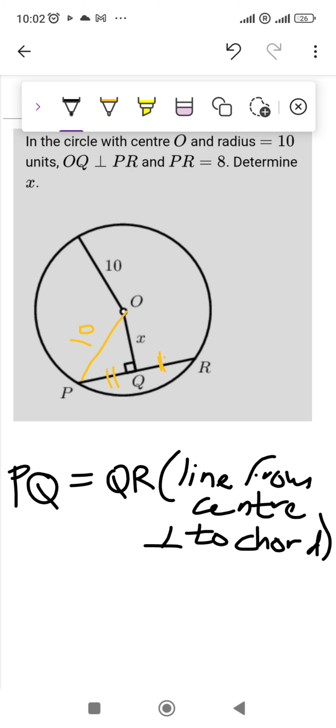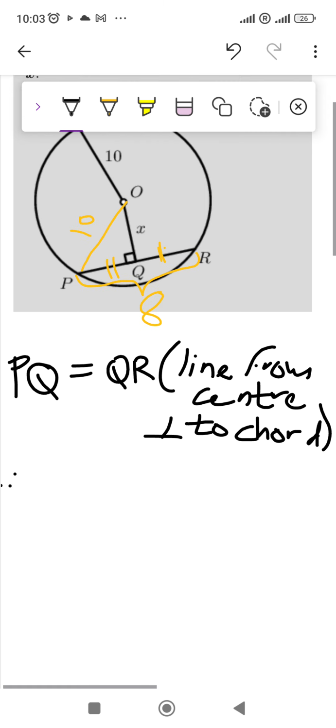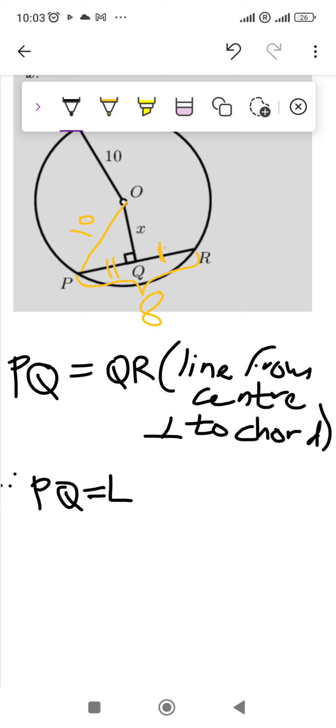They do tell us, if we go back to the question over here, we didn't complete reading it, and PR, right, is 8 units. That's not shown on our picture. For the majority of the time, the information will be shown on the picture, but this one wasn't. So it is very important that we read the question. So PR, this complete length, is 8 units. All right. So we said that these are equal to each other. Therefore, PQ equals 4 units. Okay, all right, great.